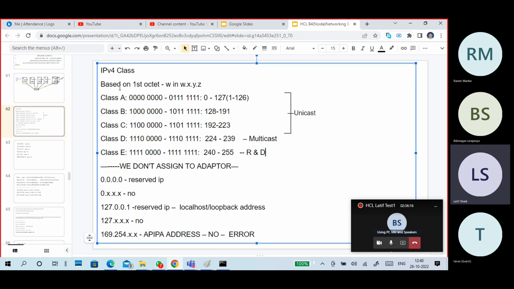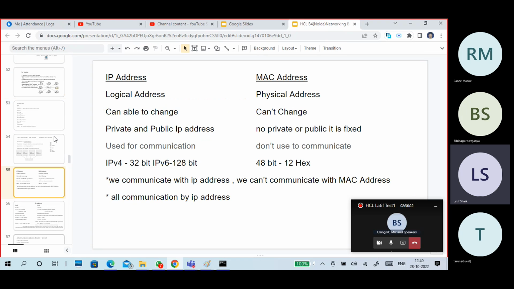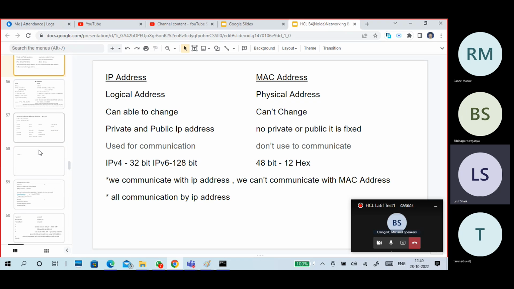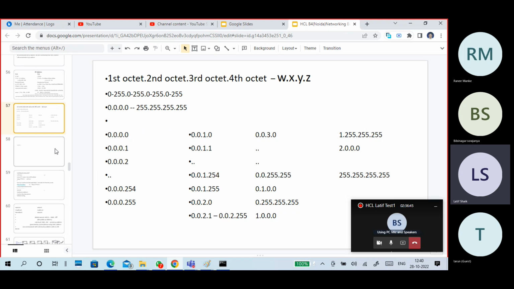Here it is, guys. These are IP addresses, IPv4. An IP address is a logical address. We have IPv4 and IPv6. IPv4 is 32-bit, and IPv6 is 128-bit. IPv4 is 32-bit, 2 to the power of 32, which is 4.3 billion IP addresses.